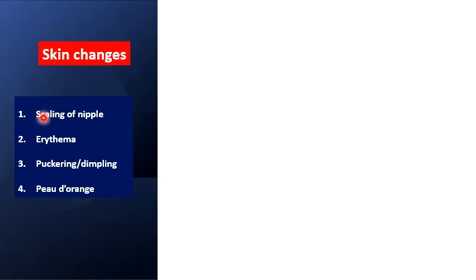Okay, next we look at the skin changes that can be associated with breast lumps. First, there are four common types of skin changes. One, scaling of the nipple associated with cracking and ulceration. Two, erythema, inflammatory changes that occur in the lump. Third one is puckering or dimpling, and the fourth one is Peau d'Orange. Okay, these are very important skin changes that you must look into.